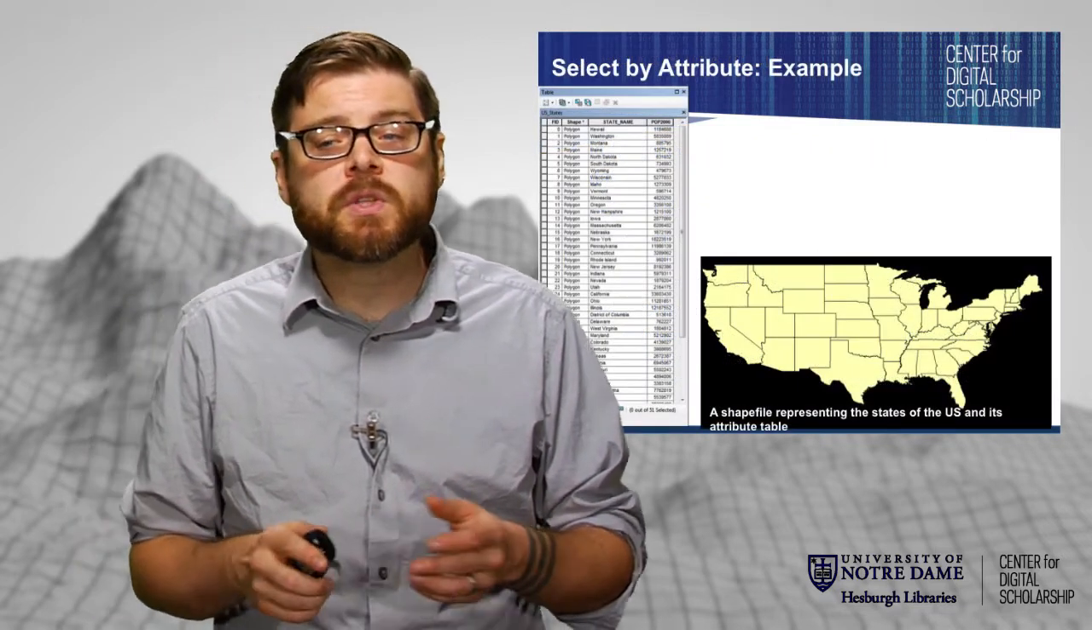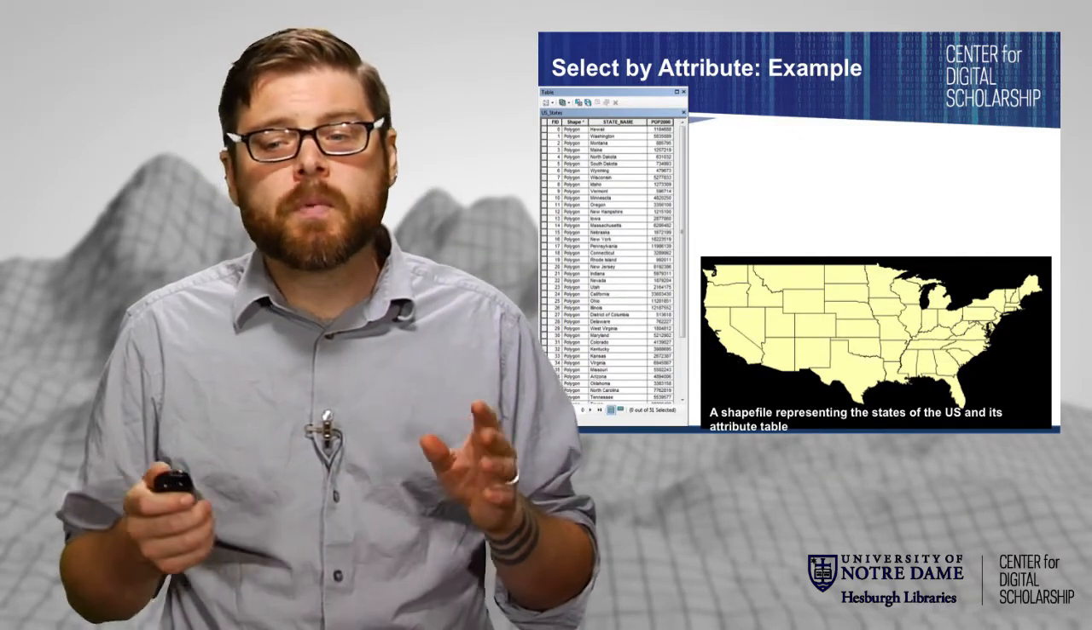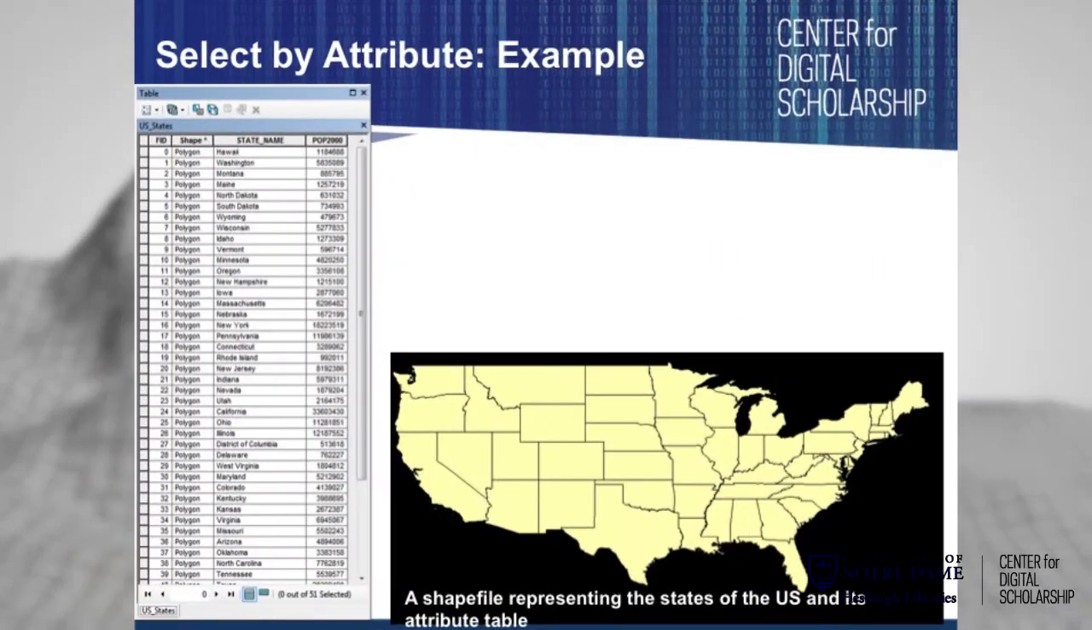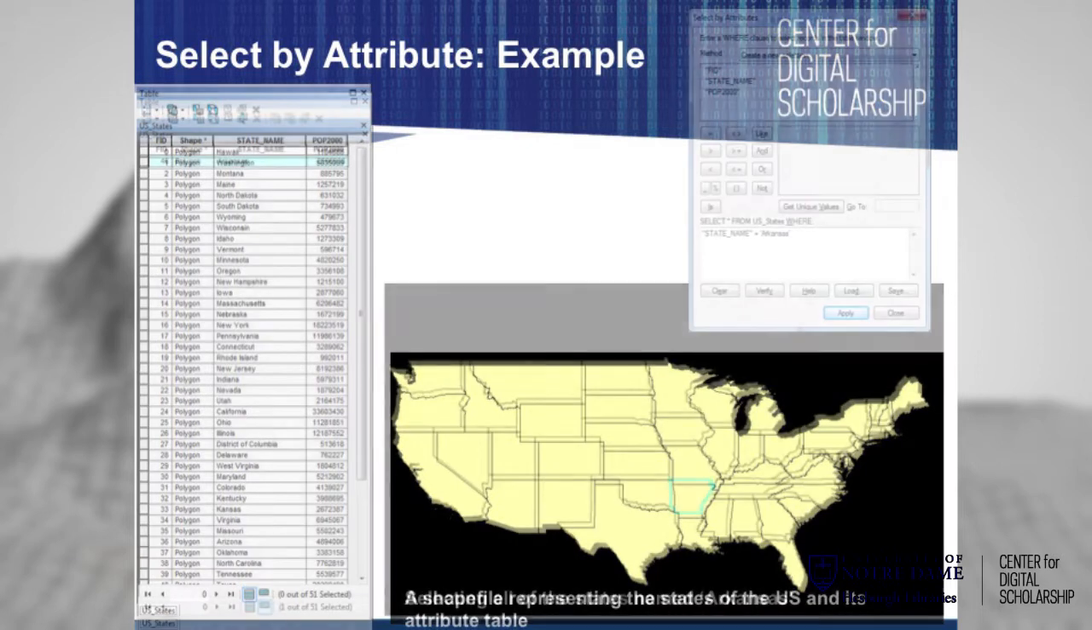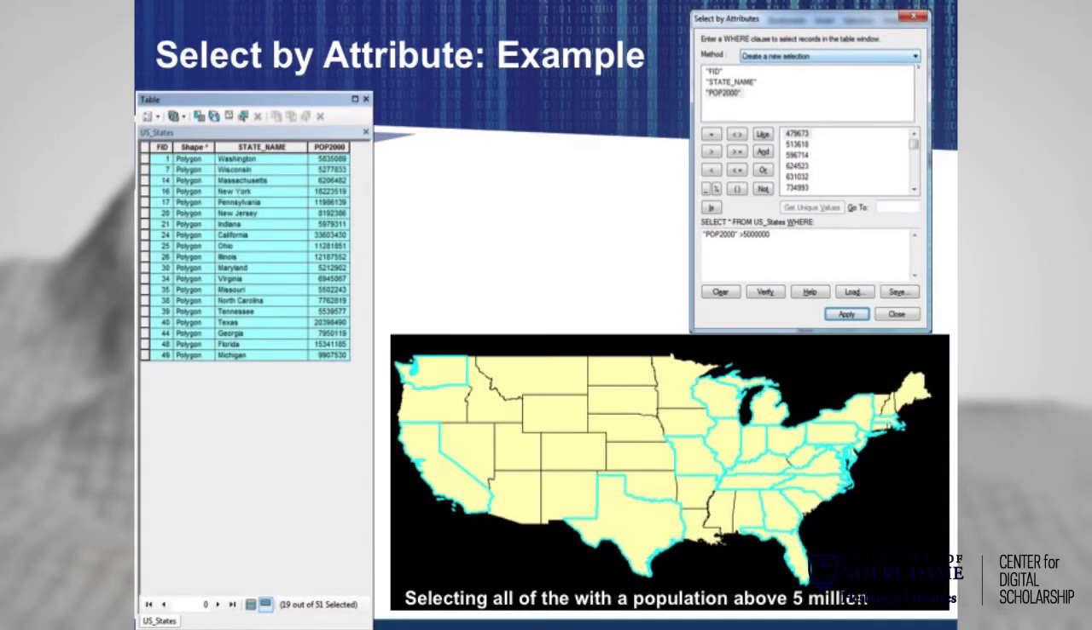So just as an example of how we would do a select by attributes, and we'll do more of these in the demonstration for this module as well. In this case we have a shapefile representing all of the states of the US and their associated attribute table. So we might go through and select those features where the name is Arkansas. And you can see that the feature Arkansas has been selected here. We know this because of that cyan color that indicates that it's been selected, both in the data table and in the actual geography as well. But we're not limited to just doing one at a time. We could select all of those states that have a population of above 5 million. You can see all of those have been selected here.